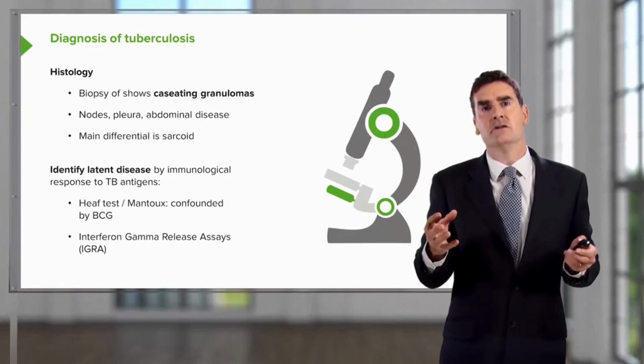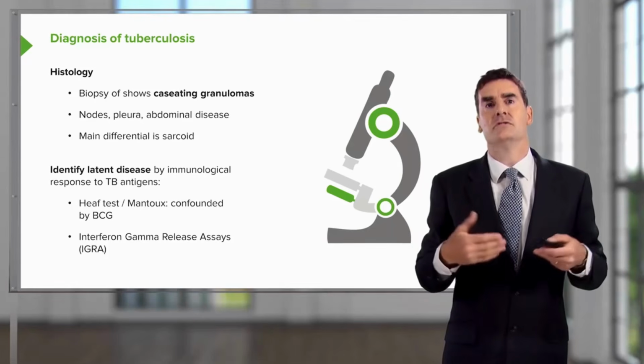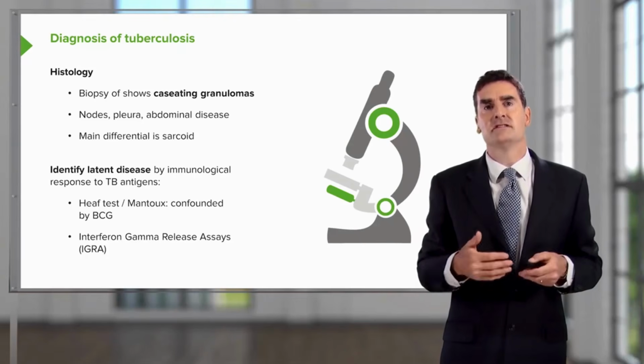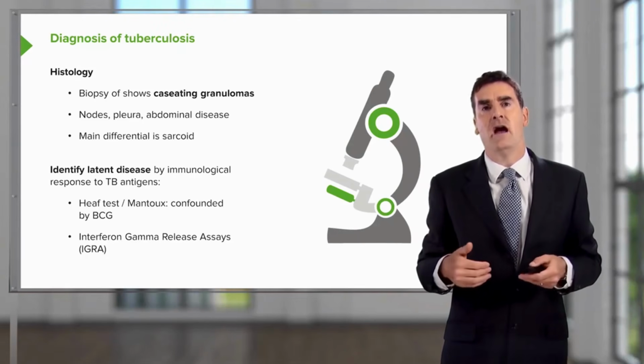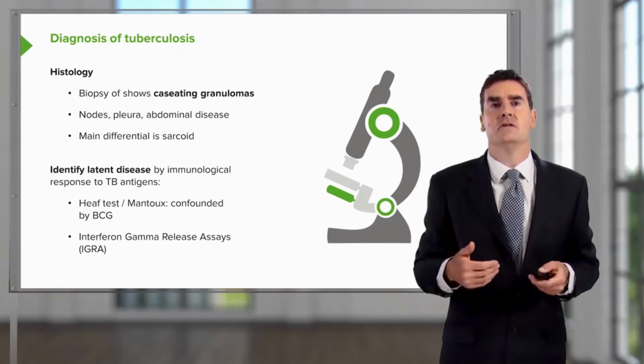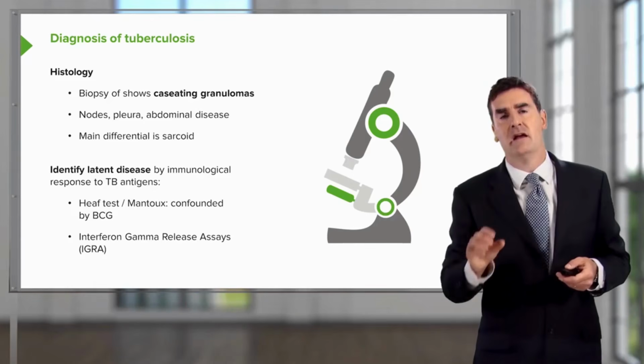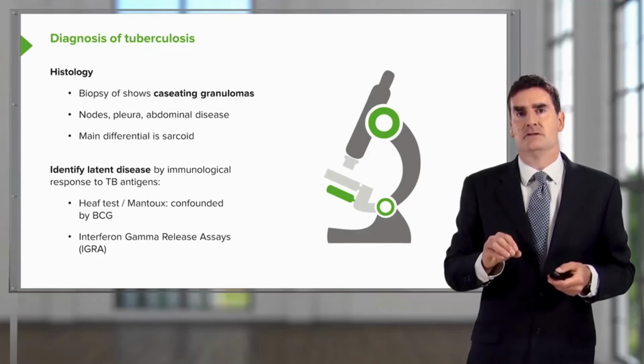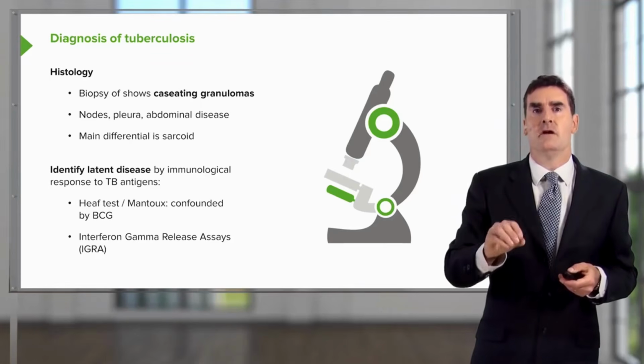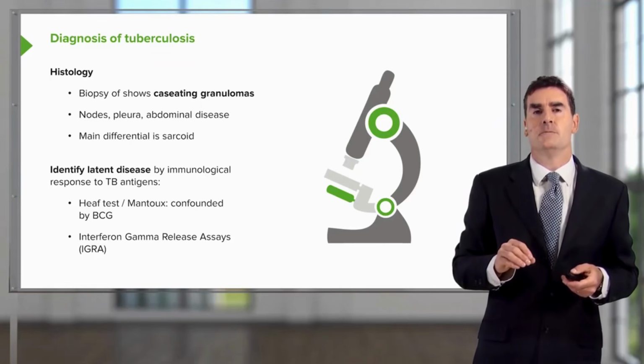The other test is a more recently developed blood test, where essentially we do a very similar thing: you incubate the patient's blood with a tuberculous antigen, and you see whether the white cells have a response to that. And those are called the interferon gamma release assays. Their main advantage is that they're not confounded by previous vaccination with BCG.